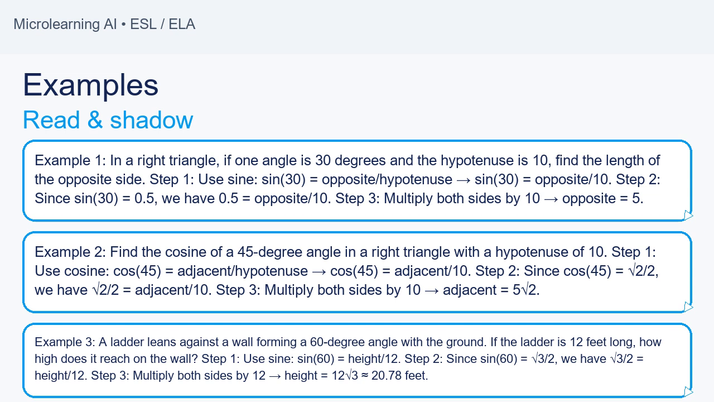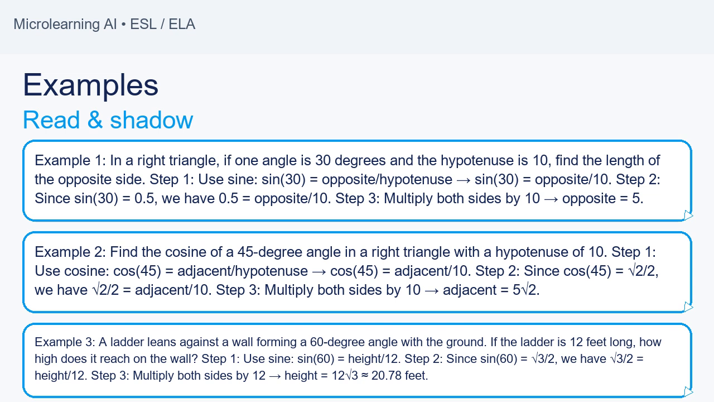Example 2. Find the cosine of a 45-degree angle in a right triangle with a hypotenuse of 10. Step 1. Use cosine. Cosine 45 equals adjacent over hypotenuse. Cosine 45 equals adjacent over 10.